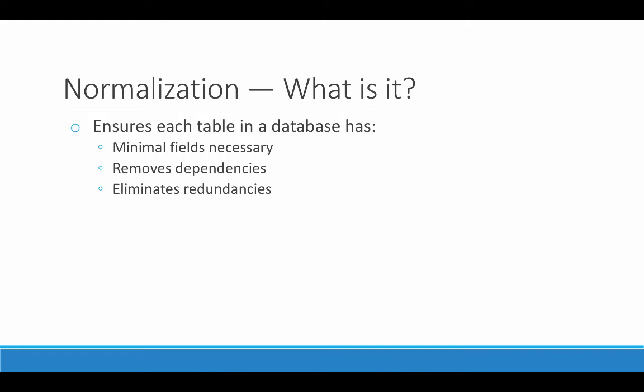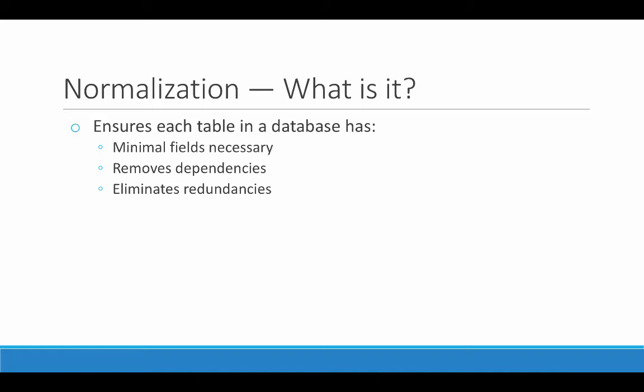Normalization is a process which ensures that each table in a database has only the minimal fields necessary to actually function. It removes what are referred to as dependencies, meaning that a table needs to have one thing in it that depends on another. The only dependency that we want to see is on the primary key, and we're going to talk about that.